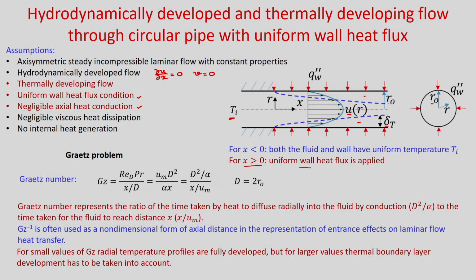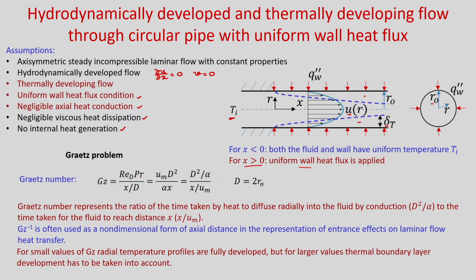In this particular case also we will neglect the axial heat conduction. That means, we will assume that axial heat conduction is very small compared to the radial heat conduction, and we will also assume negligible viscous heat dissipation and no internal heat generation. So, the problem of hydrodynamically developed and thermally developing flow inside a circular pipe is known as Graetz problem.